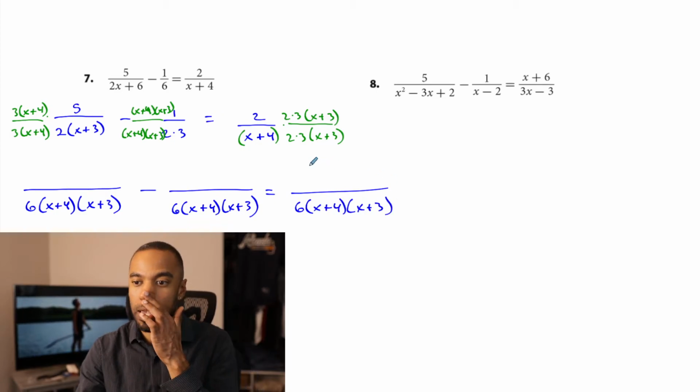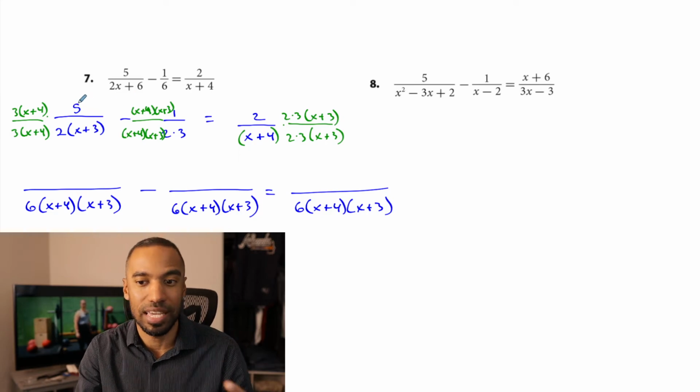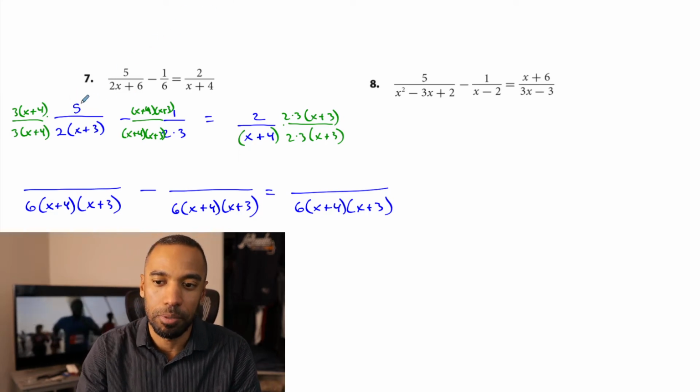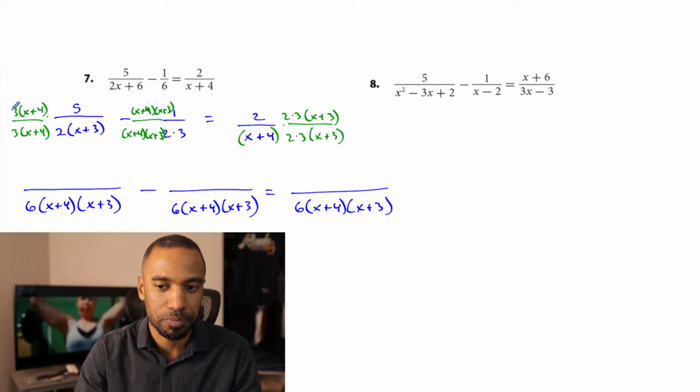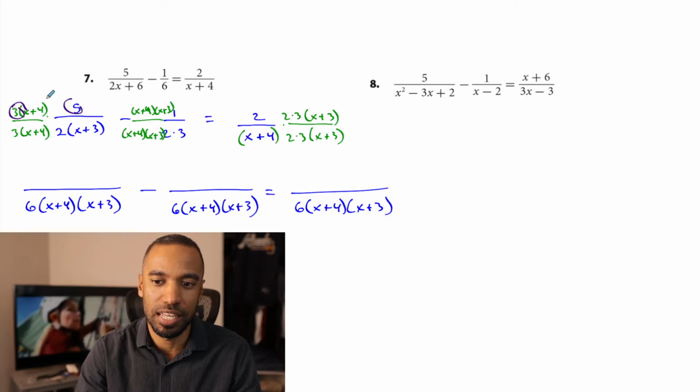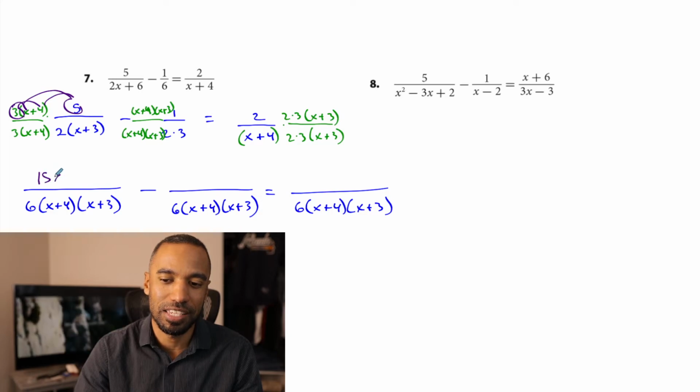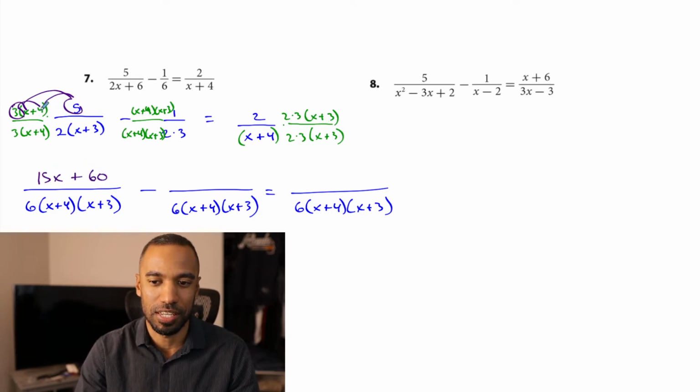All right, so the rest has got to expand on top, though, right? We got to take care of everything else. If I can help you here, 5 times 3 is 15. I got to distribute 15 into x plus 4. So that's 15x plus 60. 15 times 4 is 60.